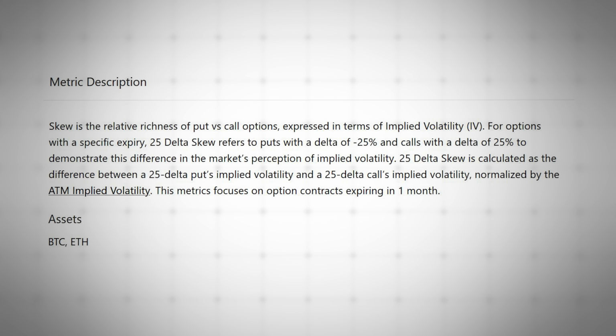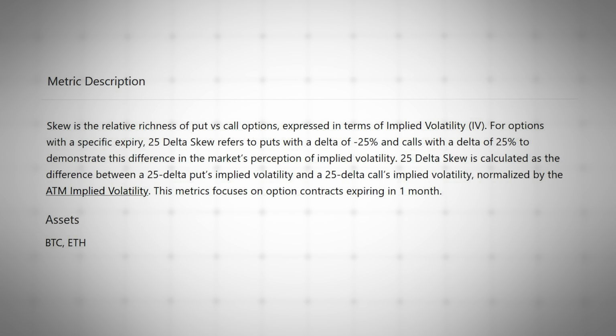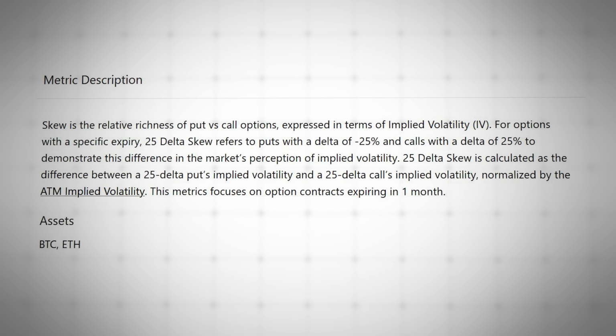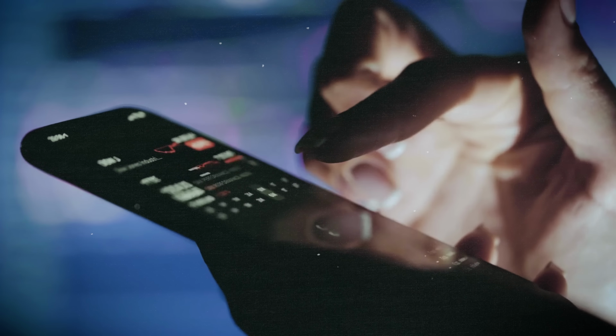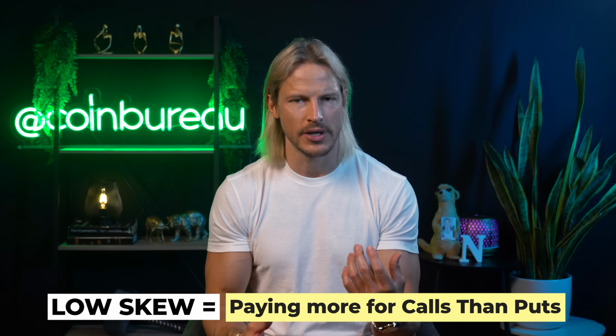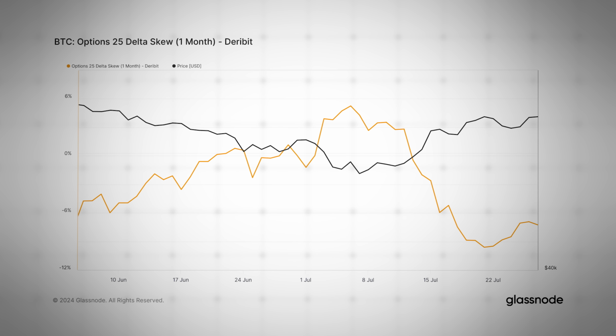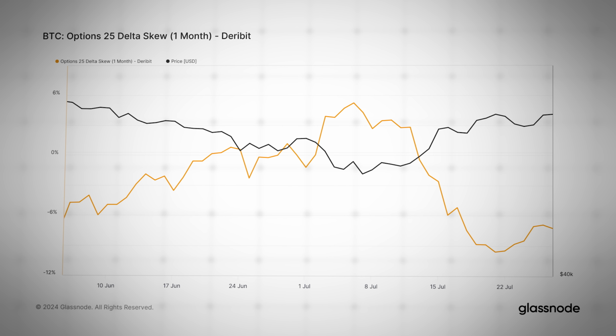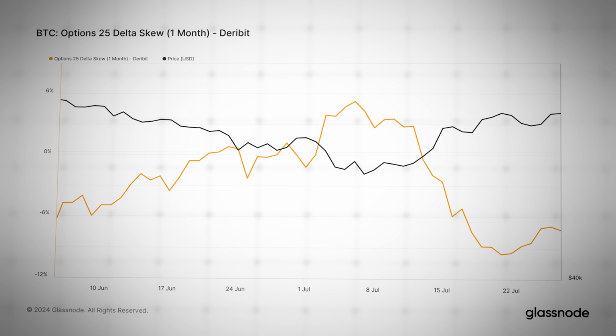It's the relative price of puts to calls expressed in terms of implied volatility. And these are for options that have a 25 delta. I won't get into the exact technicalities here, but what that basically means is options that have the same sensitivity in price to the movements in the underlying asset. So putting these together, a low option skew means that people are more willing to pay for calls than puts. And if the ratio continues to trend lower, it means that they are getting even more bullish and are willing to pay even more relative to puts than they were in the past.